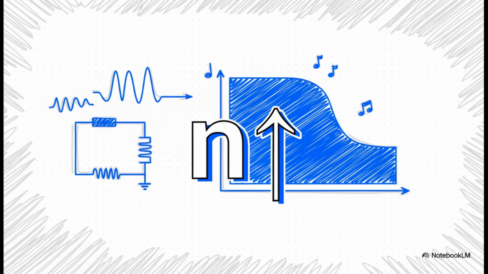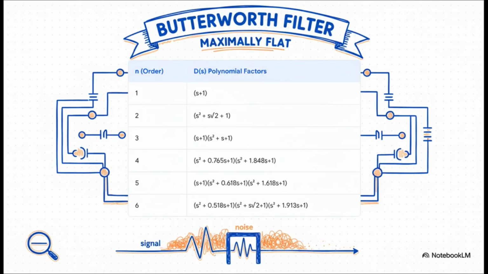A low-order filter is like a gentle slope, kind of letting some noise slip by. But a high-order filter, that's a super steep cliff. It gets incredibly close to what engineers call a brick wall, a perfect, sharp separation between the good stuff and the bad stuff. Now, you might be thinking, do engineers have to solve that monster equation every single time?